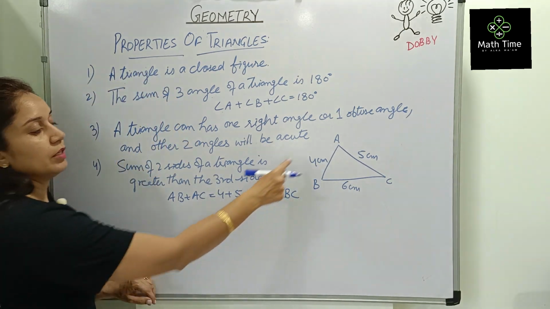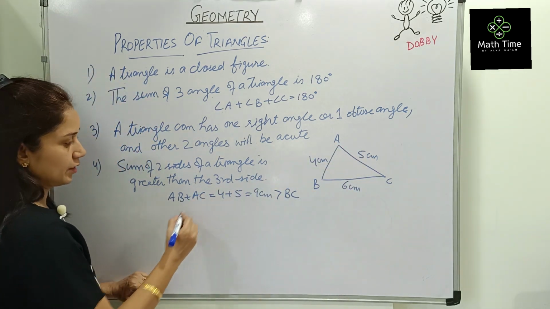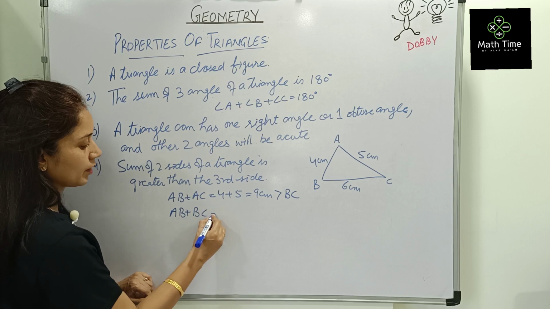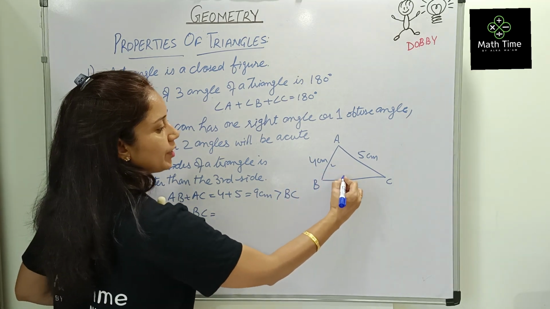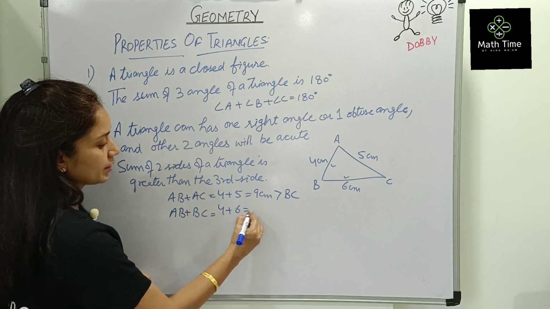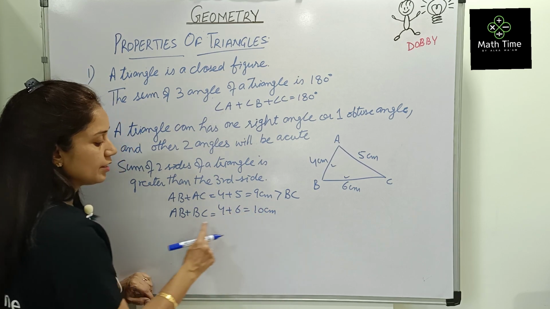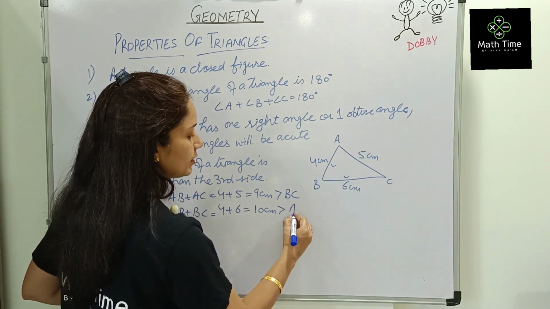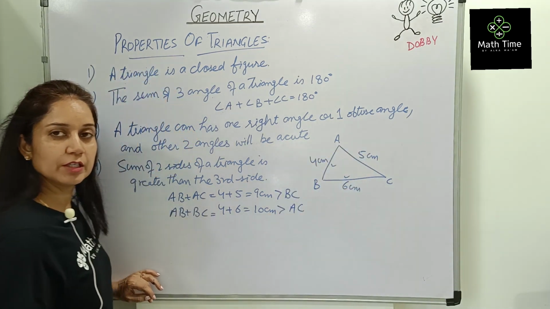Okay. Now these two we have added. Let us add the next two. AB plus BC. Now these two sides I am taking, AB and BC, add them. 4 plus 6 gives us 10 centimeter. Sum of these two sides, yes, it is greater than the third side AC, which is 5 centimeter.